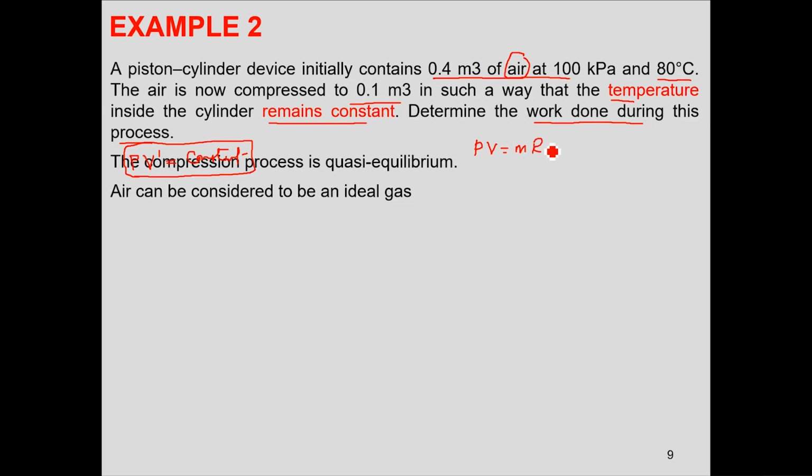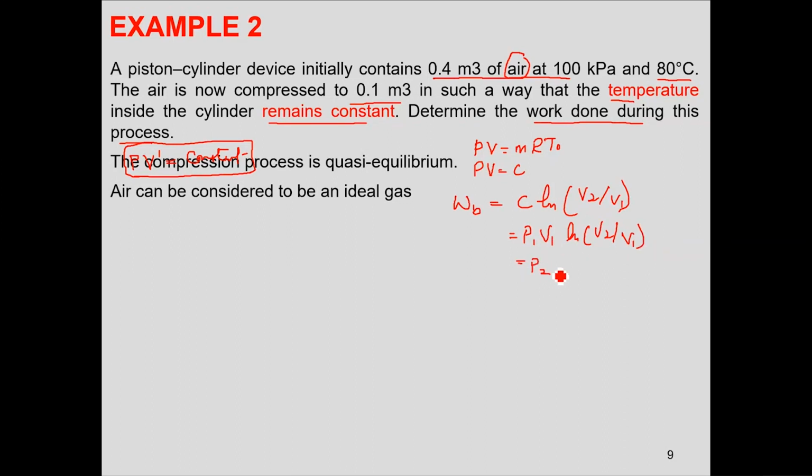Once you have these two assumptions with you, you can apply the equation which is PV equals mRT, or PV equals constant, in which the boundary work is essentially equal to C ln V2 over V1. This is the expression in which C is a constant, and you can say that C is P1 V1, so the work is P1 V1 ln V2 over V1, in order to calculate the boundary work.